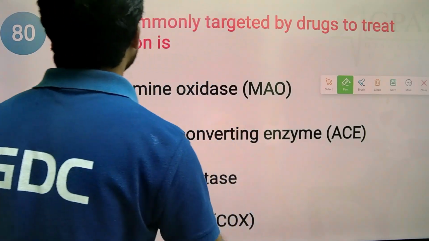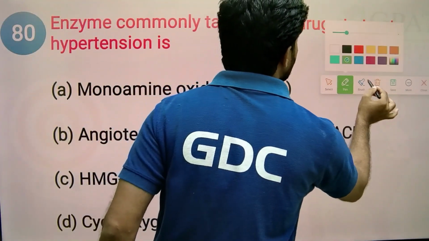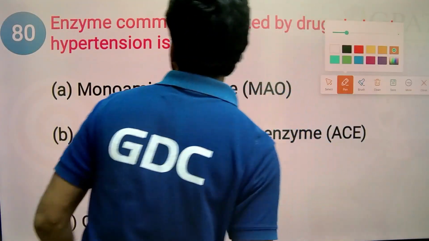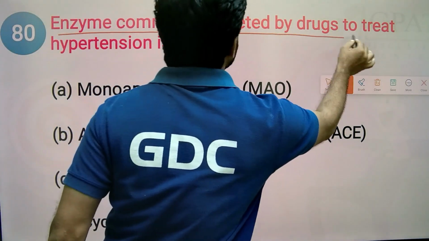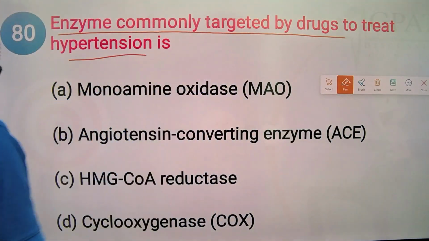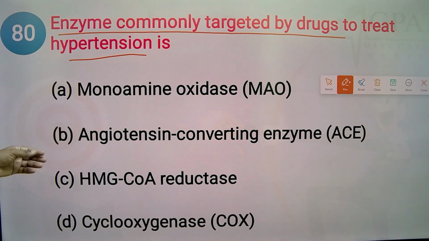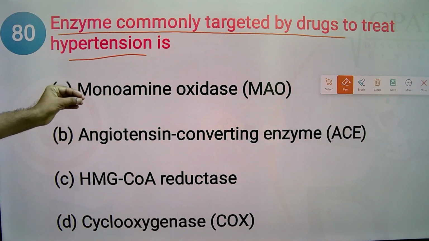So next MCQ. What is the next MCQ waiting for you? The enzyme commonly targeted by drugs to treat hypertension. So which of the following enzymes is commonly targeted by drugs for the treatment of hypertension?